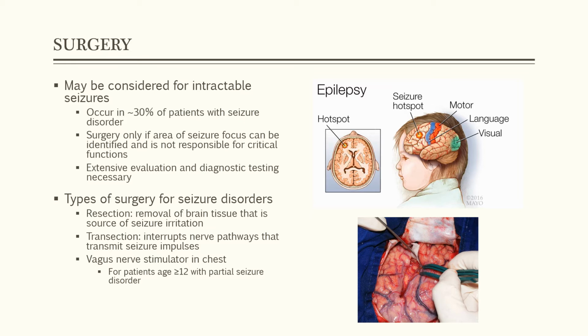The third type of surgery involves placing a vagus nerve stimulator in the chest. And this procedure has been approved for patients who are age 12 and older and have focal seizure disorders.